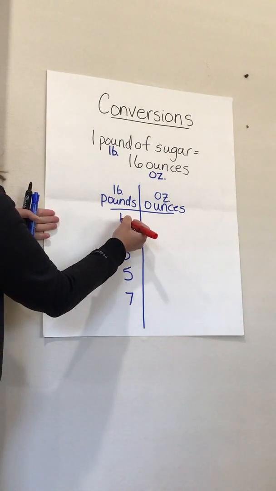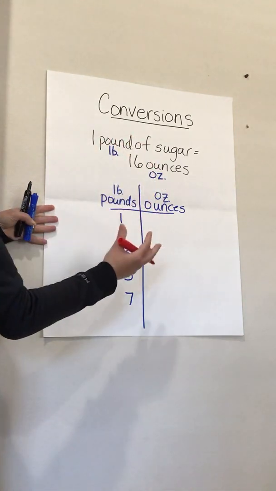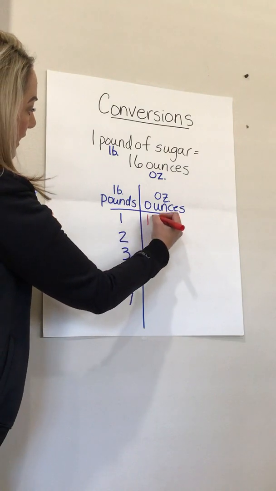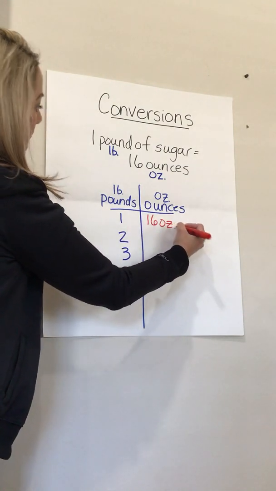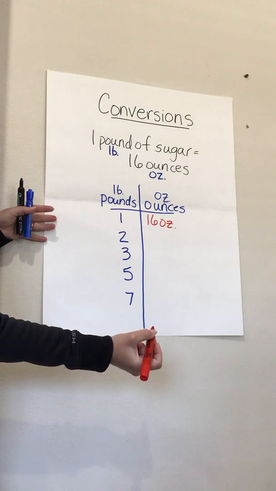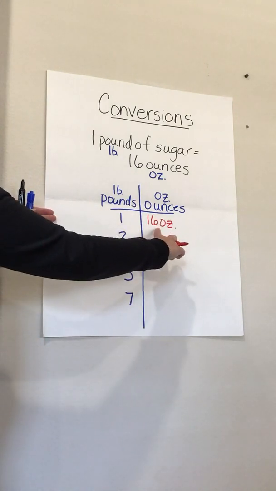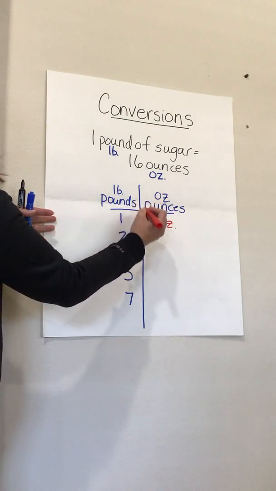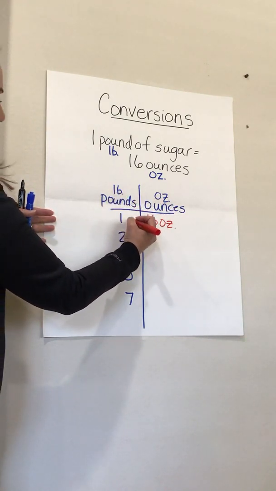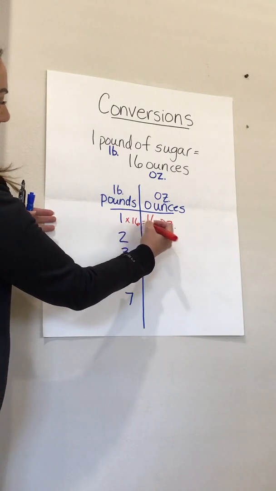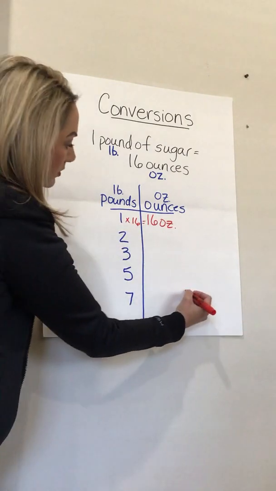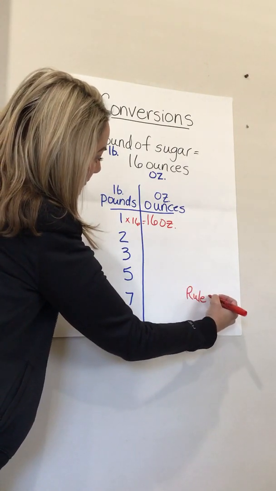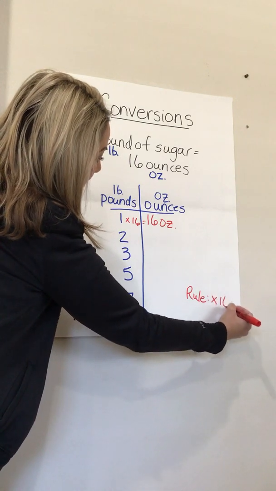So if 1 pound of sugar, or 1 pound of anything, is 16 ounces, then what are we counting by? Well, 1 goes in, 16 comes out, so it's going up. Our in and out box is going up. 1 group of sugar, or 1 pound, is times 16. So our rule is every time that another pound goes in, we multiply by 16.